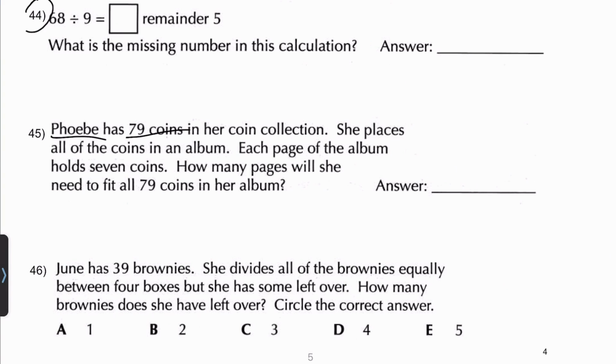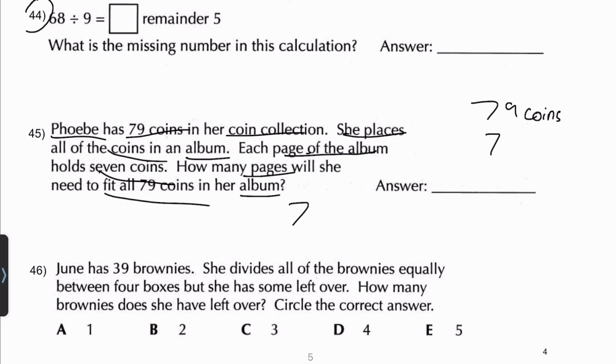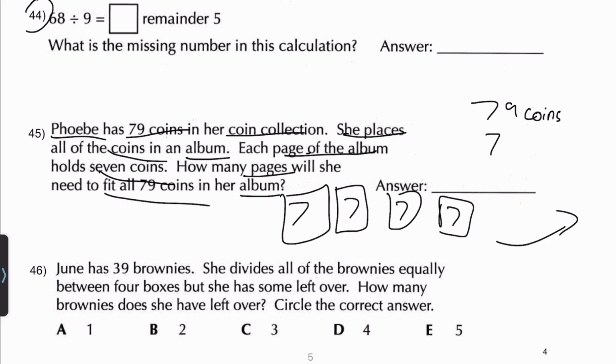Phoebe has 79 coins in her coin collection. She places all of the coins in an album. Each page of the album holds 7 coins. How many pages will she need to fit all 79? There's a lot of words here, right? So she has 79 coins, and she can only put 7 coins per page. So you can always count up, if you want, how many pages it'll be. Imagine that's 2 pages, 3 pages, 4 pages, until you get to 79.